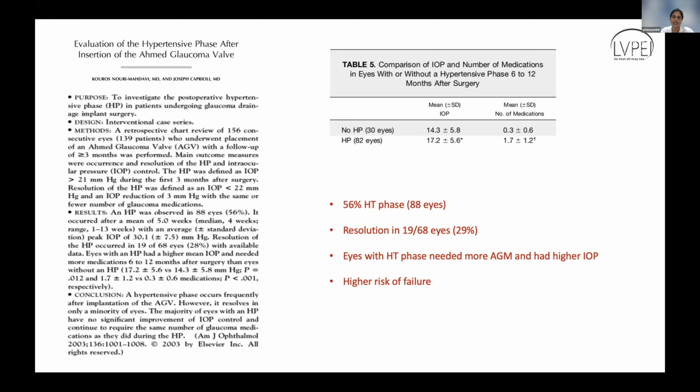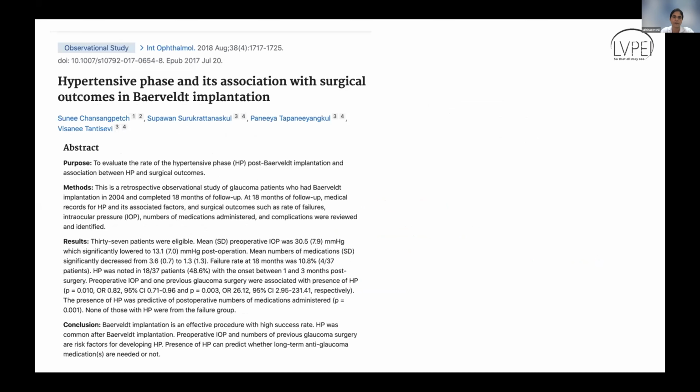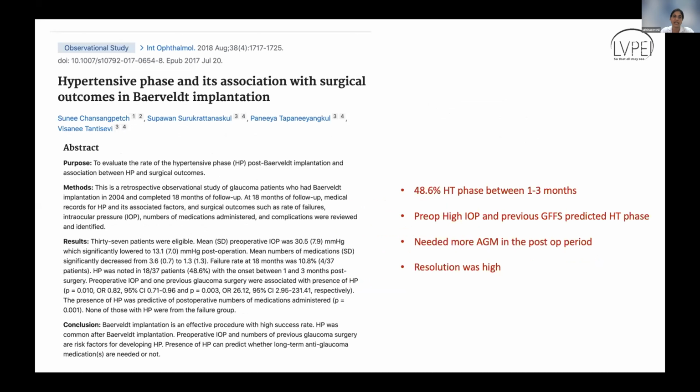But what we need to understand is, with that of an AGV, all eyes that develop a hypertensive phase do not resolve. Close to about 30% of these eyes continue to have elevated intraocular pressure, which means that these eyes are likely to fail in the future. While with a non-valved implant like the Baerveldt, what is very interesting is that the hypertensive phase, although in some studies shown to be as high as 48 to 49%, all of them resolved with medical treatment. Of course, they do have a little higher intraocular pressure compared to eyes with no hypertensive phase, or they require a few more anti-glaucoma medications.